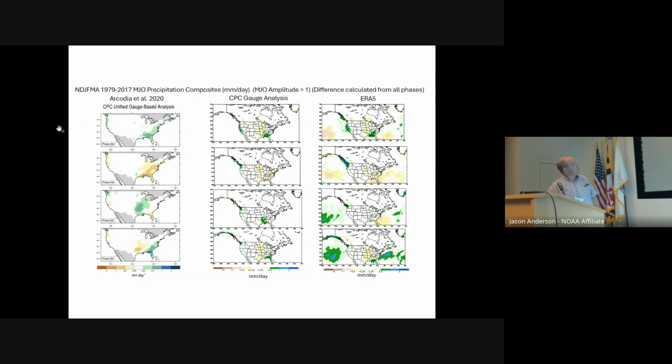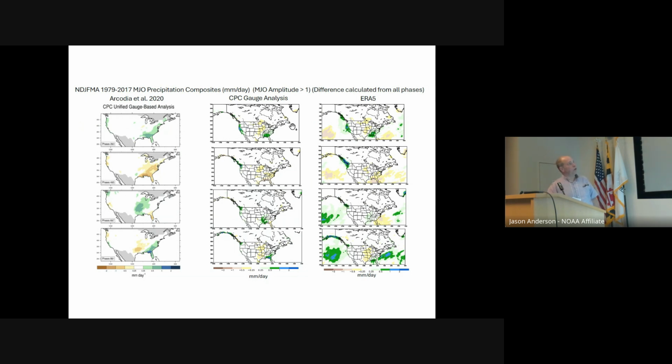And you can see that during MJO phases 2 and 3, it tends to be wet on the West Coast and across the eastern part of the US. Phases 4 and 5, it dries out across the eastern part of the US. 6 and 7, you've got wetness across the Midwest. And then for 8 and 1, you're back to wet along the East Coast, dry in the upper South. So I looked at two different data sets, CPC gauge and ERA5. You'll see some signal over the ocean in ERA5 because it allows me to.